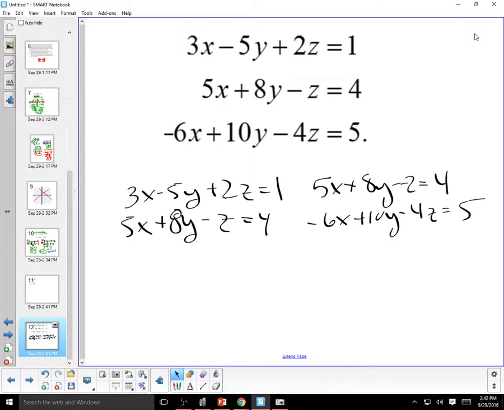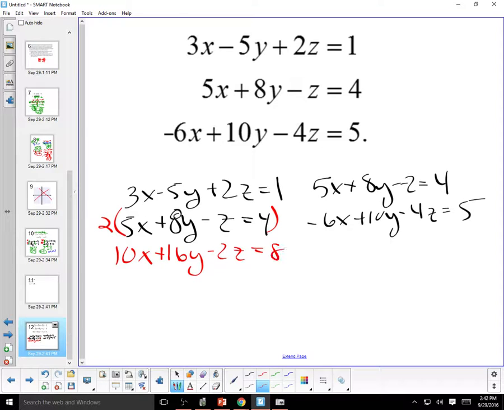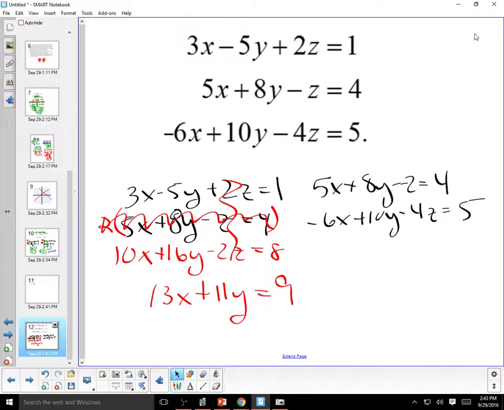Okay? So, you guys ready? I'm going to have to double this equation. That gives me 10x plus 16y minus 2z is equal to 8, correct? Okay. 3x and 10x gives me 13x. 16 minus 5 is going to give me a positive 11y. That's gone like I wanted to, and then I get 9 at the end. Right? Yes.